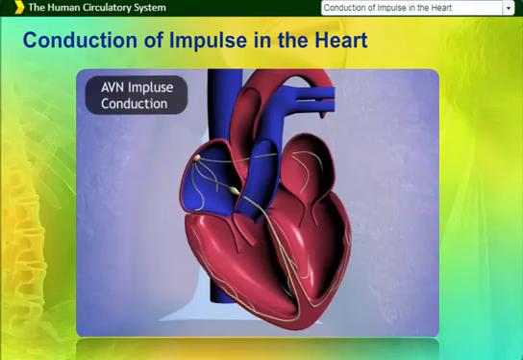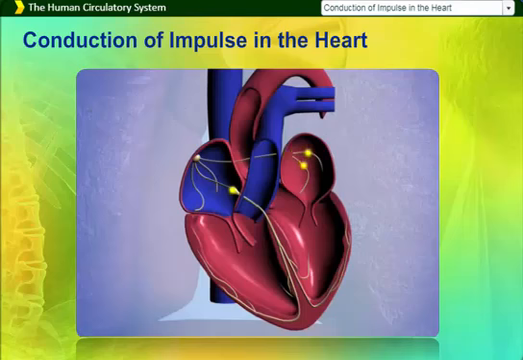AVN impulse conduction. The AVN lies on the right side of the partition that divides the atria near the bottom of the right atrium. When the impulses from the SAN reach the AVN, they are delayed for about 1/10 of a second. This delay allows the atria to contract and empty their contents first.